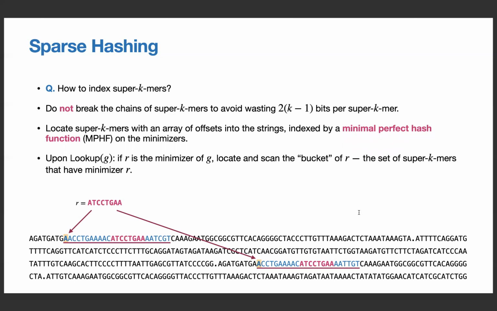So we understood that we don't have to break the chains of super K-Mers in order to not waste 2 times K-1 bits per super K-Mer. So what we do is locate super K-Mers in our string collection. That is, we store an array of offsets into the strings that indicate the starting position of each super K-Mer. And for fast identification of the set of offsets for a given minimizer, we store the offsets in the order given by a minimal perfect hash function built over the set of distinct minimizers.